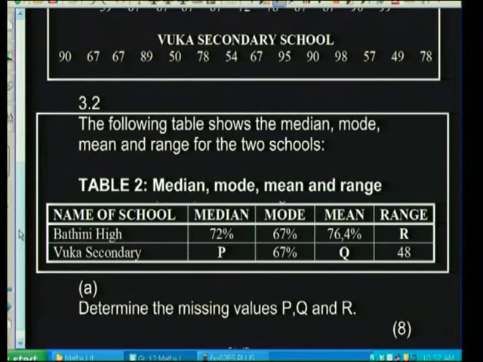The following table shows the median, the mode, the mean and the range for the 2 schools. So we've got table 2, with median, mode, mean, and range, and the names of the schools. I want my median, mode, mean, and range, and I need to determine P, Q, and R. So for Vuka Secondary School, for me to find the median, I'm going to start there. For me to find the median, I need to have them in order.